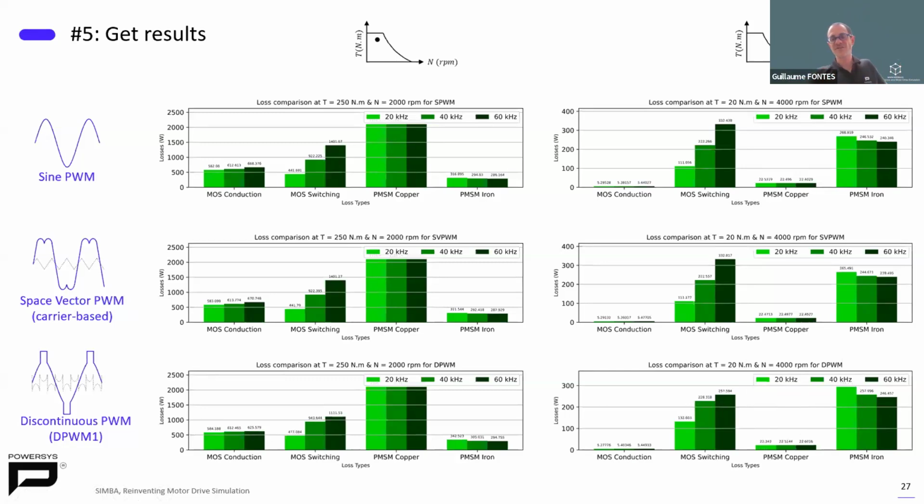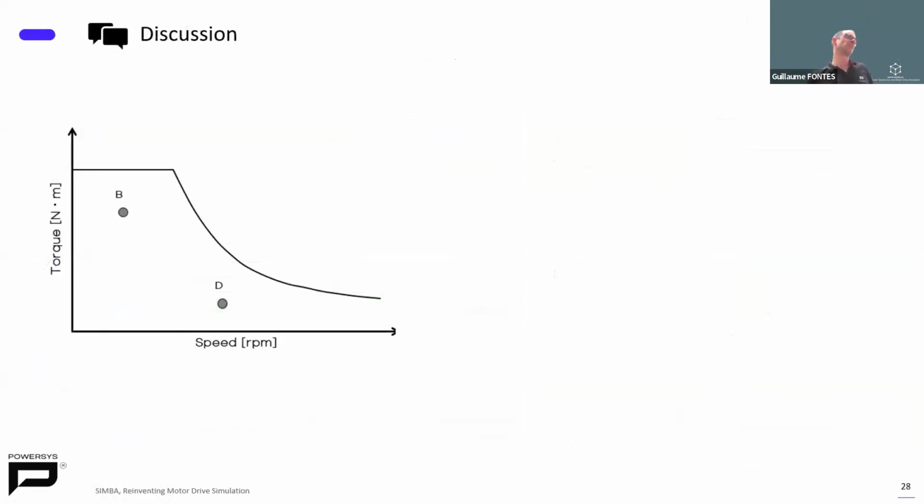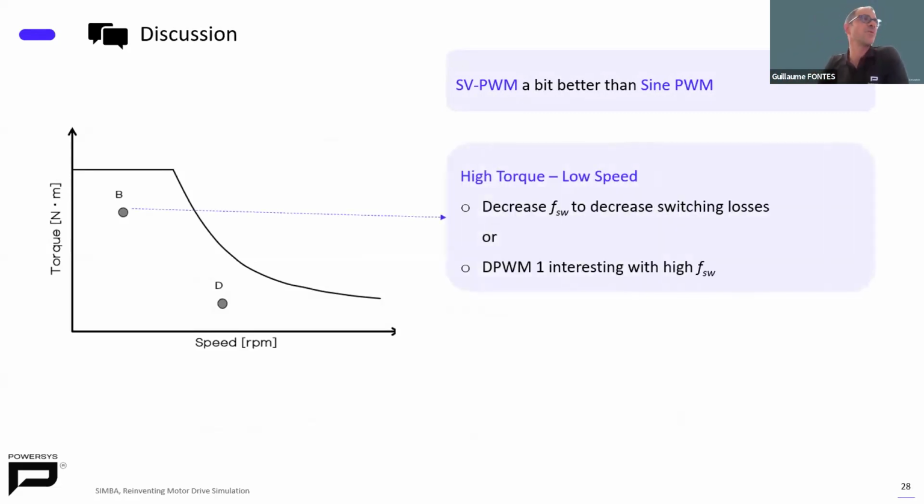Which leads to a kind of conclusion, a discussion for these two operating points. First, it seems that, of course, the space vector PWM is always a little bit better than the sine PWM because it allows the user to use a lower modulation index. But what is quite interesting is that for operating points with high torque, low speed, it's interesting to decrease the switching frequency as much as possible to decrease the switching losses, or to use discontinuous modulation strategies in order to keep a high switching frequency.